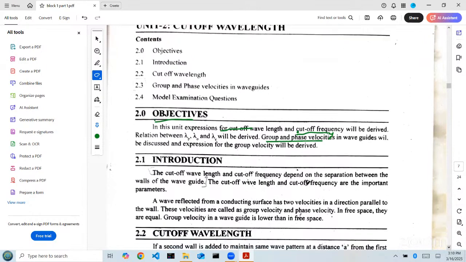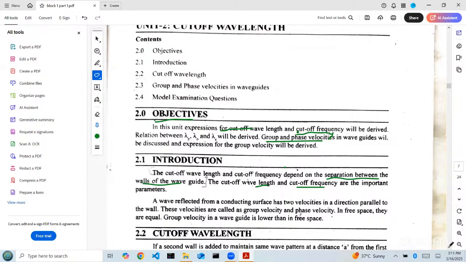These two depend upon what? Separation between the walls of the waveguide, meaning how much gap there is between the two walls. From starting point to ending point depends upon the separation between the walls of the waveguide. Because of that, the cutoff wavelength as well as cutoff frequency are both important parameters.